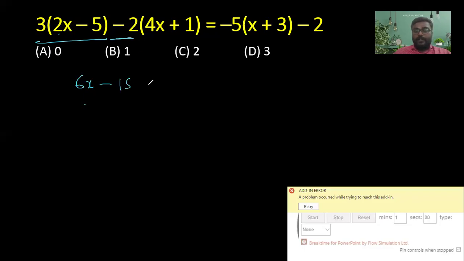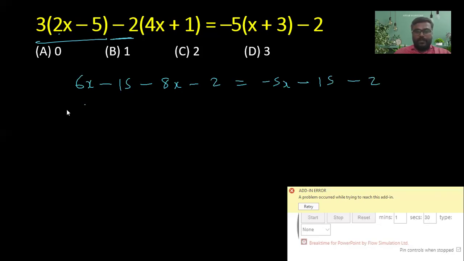Here there is a negative sign. So negative 2 times positive 4x will become negative 8x. Negative 2 times positive 1 will be negative 2. Equal to negative 5 times positive x would be negative 5x minus 15 minus 2 as it is.